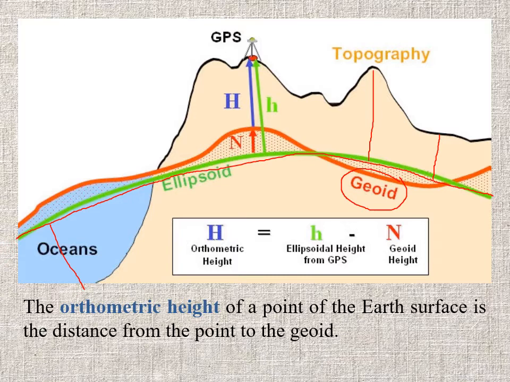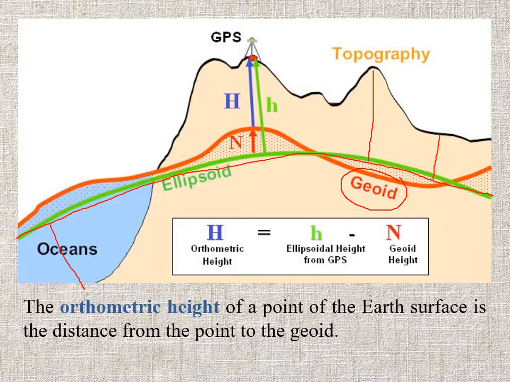Now, here the question arises in your mind that the potential function in this red colored line is constant, but it is not a smooth surface. It is showing some undulating nature, uneven. Somewhere it is uprising, somewhere it is depressed. So why is it not a smooth surface like the ellipsoidal surface? The geoid surface is not a smooth surface.